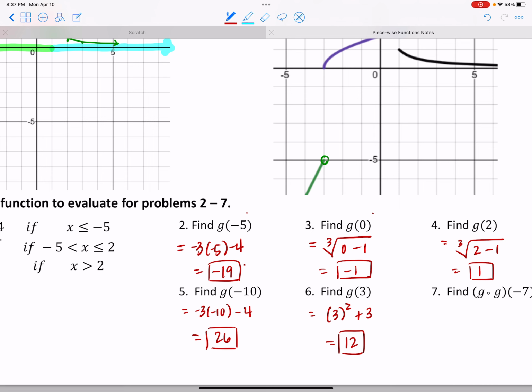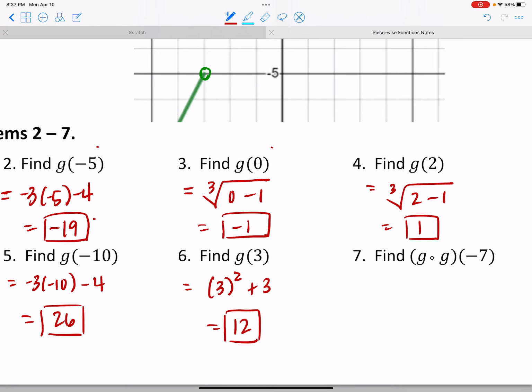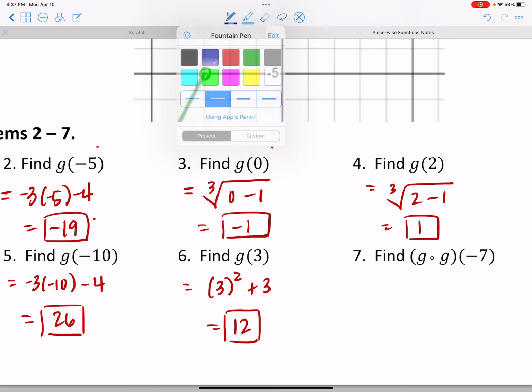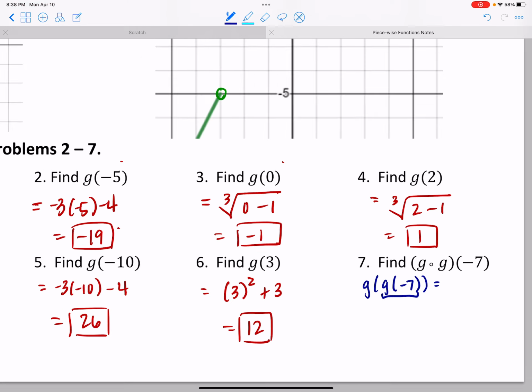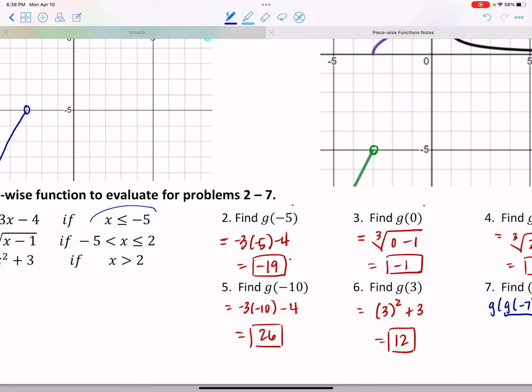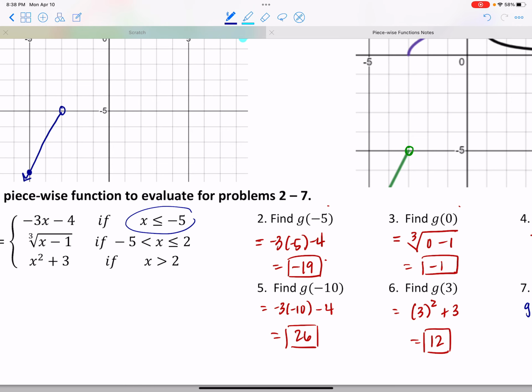All right, number 7, just again to do some review of our function notation. If I said to find g of g of -7, it's a couple things involved. I have to find g of -7 first. So -7 is an x value less than -5, so -7 is going to get plugged into our linear function.